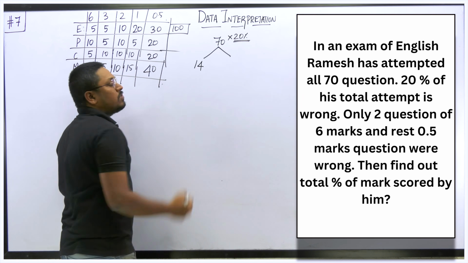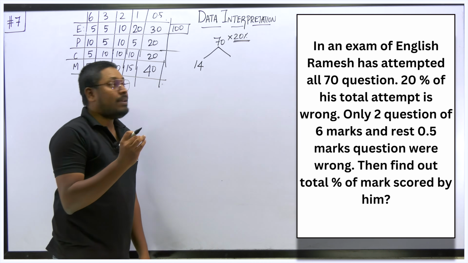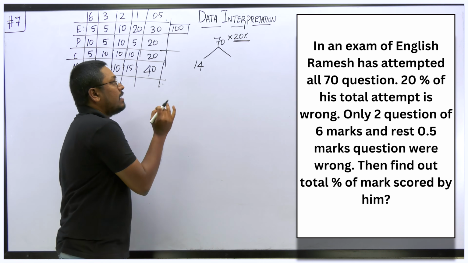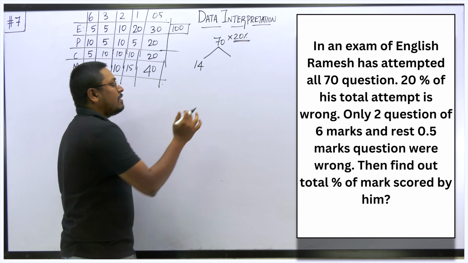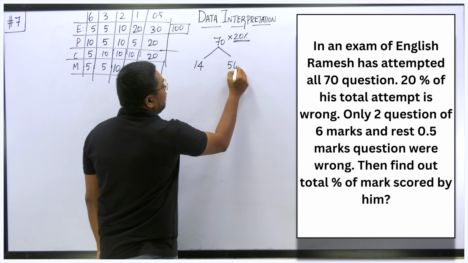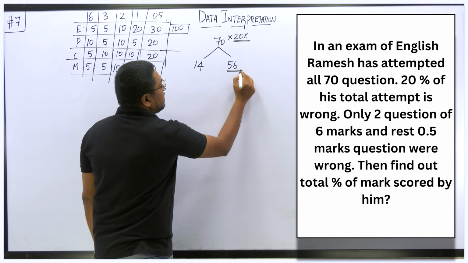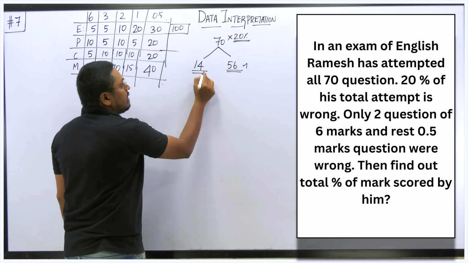So if you find what is 20% of 70, 20% will be 14 questions. So 14 questions were wrong. What about the remaining number of questions? Will be 56, right? So 56 questions were correct and 14 questions were wrong.